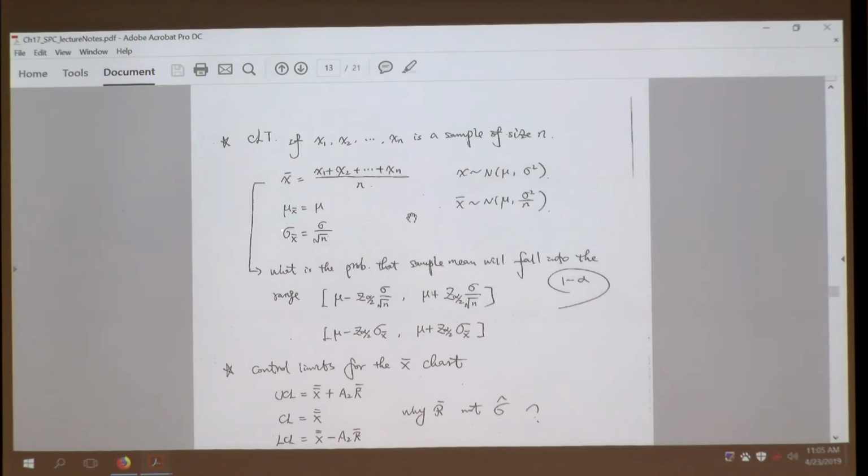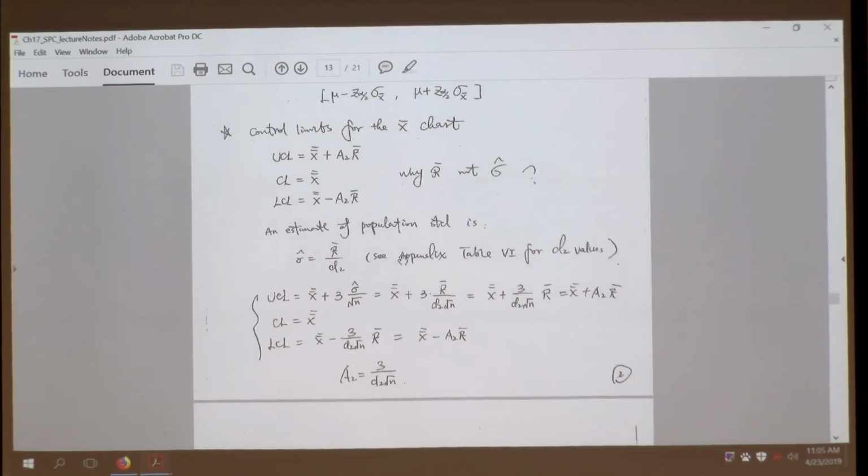So now this is the population mean of x bar and the population standard deviation of x bar. So what is the probability that the sample mean will fall into this range? We know this is what we did before. This is a confidence interval, so this is 1 minus alpha, 100%. So, the control limit for the x bar chart: we are using x bar plus A2 R bar. This is the center line. In the control charts, we have 3 critical lines: center line, upper control limit, and lower control limit.